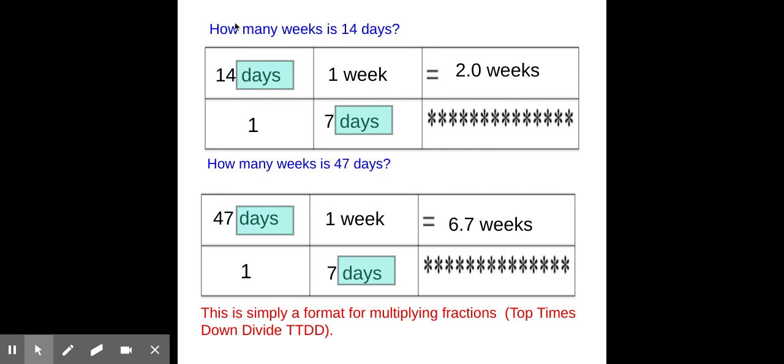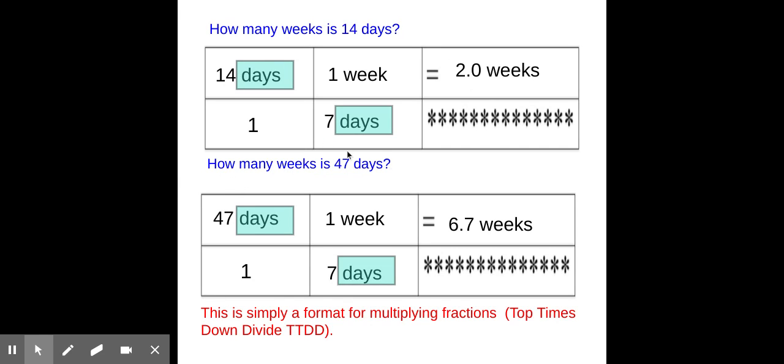All right, so here's the question. How many weeks is 14 days? We put 14 days here, and then here's our conversion factor. We know that 1 week is equal to 7 days. So essentially what we're doing is we're multiplying by 1. But notice how the days, top and bottom, cancels. So we can arrange this conversion factor so that the label, right here, cancels, and we end up with 2 weeks.